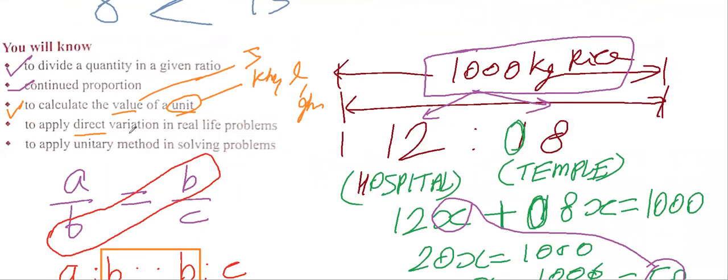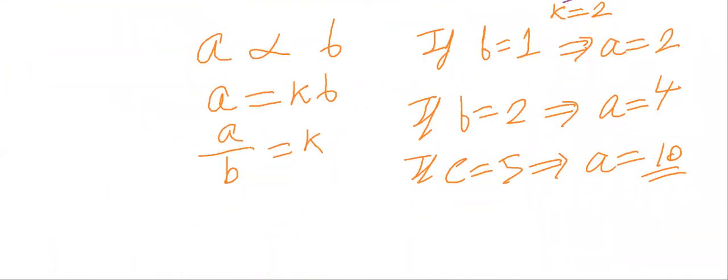It means if one quantity is increasing, the other quantity will also increase. So which quantity is increasing here? B is increasing.